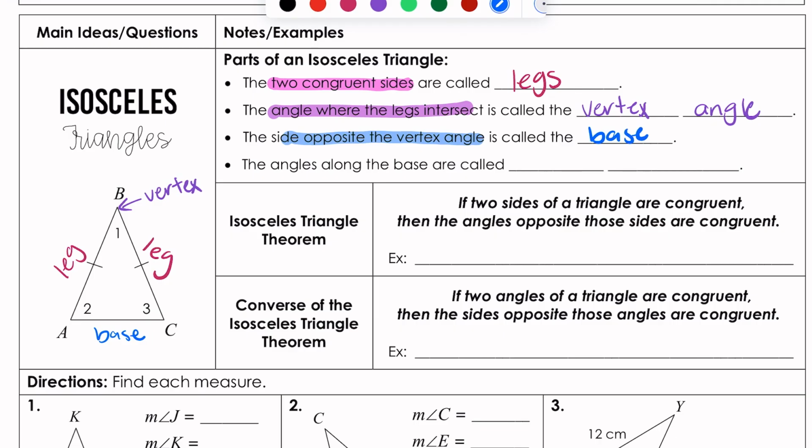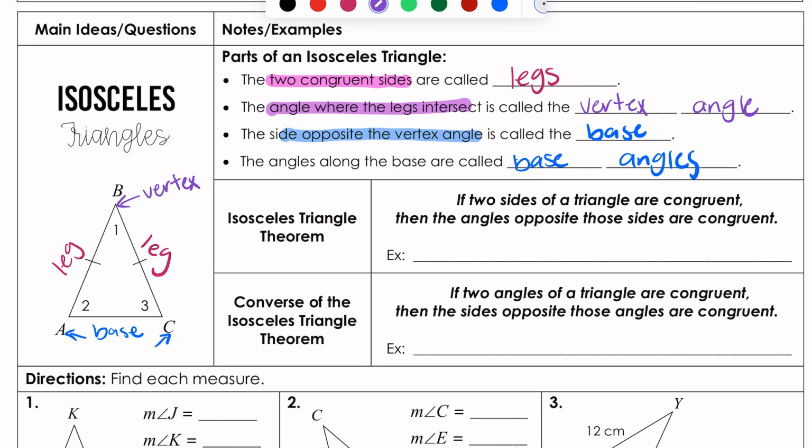And the angles along that base, so for example, A and C, are called the base angles. It's super important that you are able to recognize the legs, the base, and then the base angles. That's because the isosceles triangle theorem basically says the two base angles of an isosceles triangle are congruent. Just to put it in simple terms, the base angles in an isosceles triangle are always congruent.